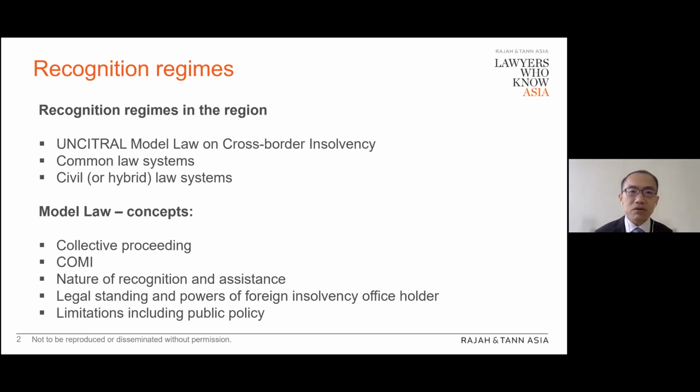And in the model law, there is also a limitation on recognition and assistance such that the domestic court is not obliged to grant recognition or assistance if doing so will be contrary to the public policy of the recognizing court. So you can see that built-in mechanism there, and public policy, of course, can have different shades of meaning.